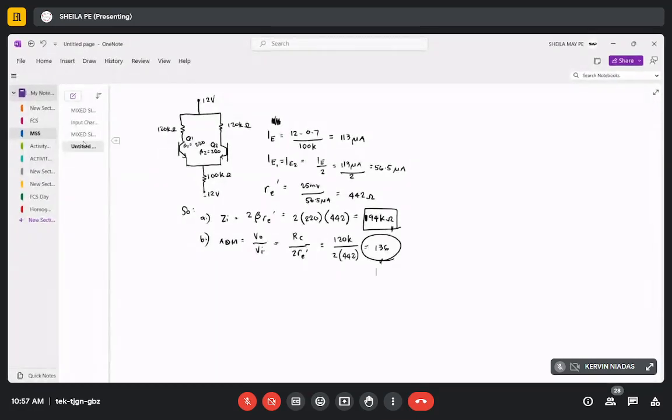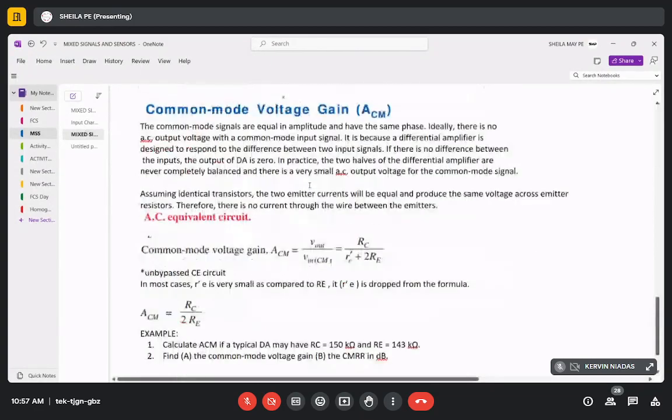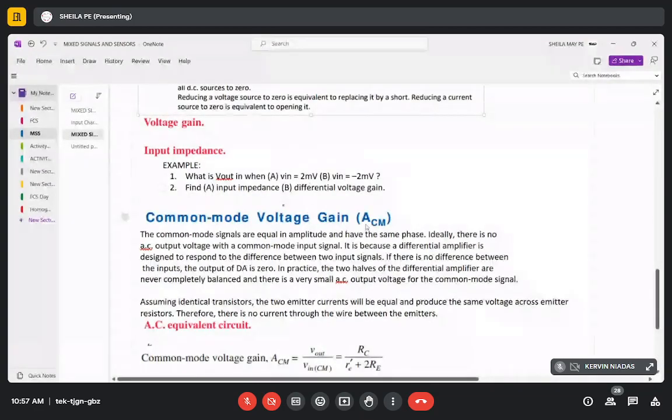So the last topic, class, would be the common mode voltage gain, or our ACM, in AC analysis. The common mode signals are equal in amplitude and have the same phase. Ideally, there is no AC output voltage with a common mode input signal. It is because a differential amplifier is designed to respond to the difference between two input signals. There should not be any voltage output, class, okay?